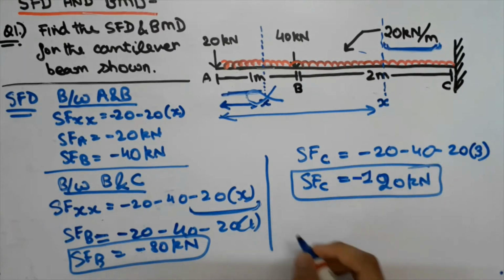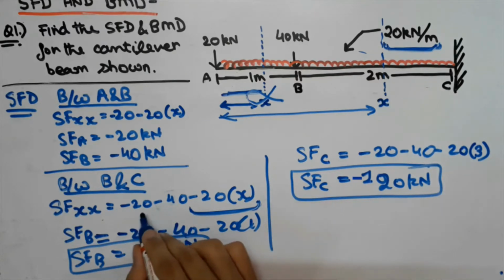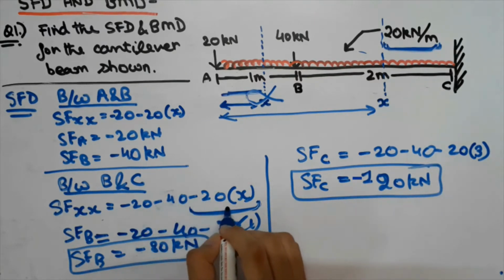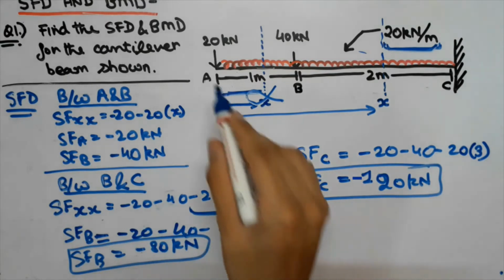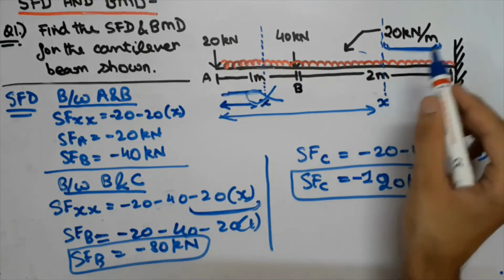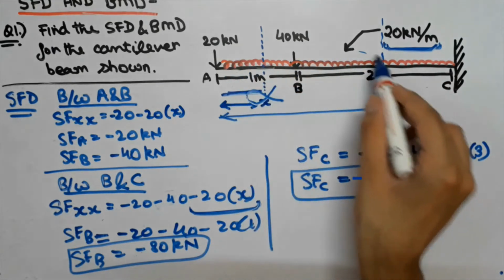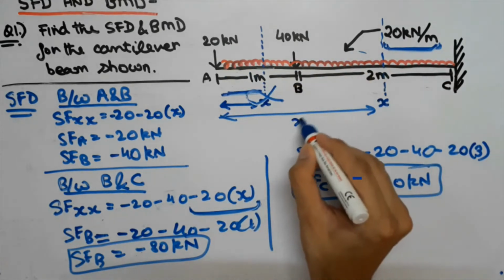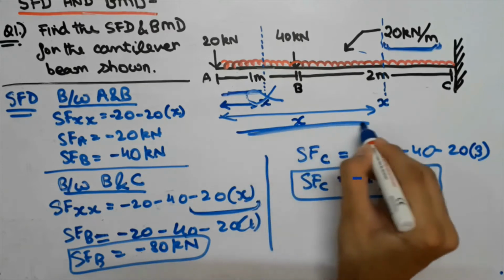Now guys, I will again explain this part in order for you to understand it clearly. That is, we first wrote minus 20, minus 14, minus 20x. This part you must have understood, as we have simply applied the sign convention. And we have multiplied this by x because we are only considering this part of the UDL, which is at a distance x.